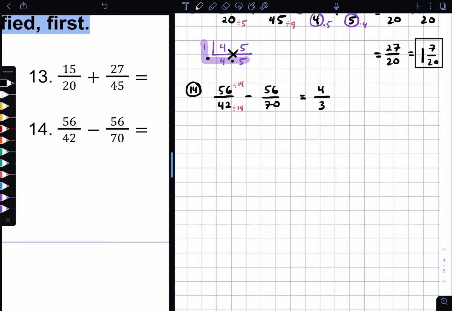Again, the way I knew that is I knew I could divide both 56 and 42 by 7, and then I got even numbers, so I knew I could divide them both by 2. So 7 times 2 is 14. If that's a little confusing, don't worry about it. All right, it's not that important.